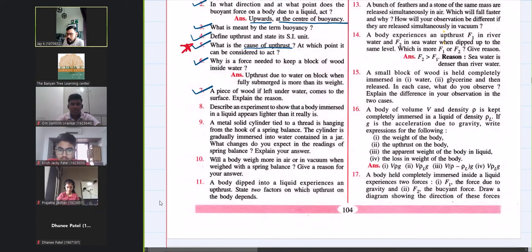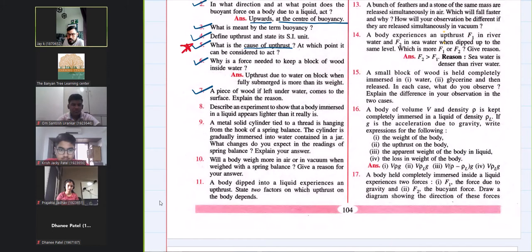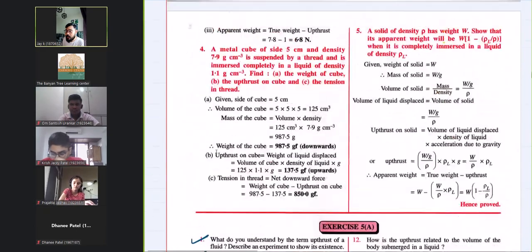So the answer is, when a piece of wood left under water comes to the surface, since the upthrust or upward force is greater than the weight of the wooden block, once it comes on the surface it starts floating, since the upthrust becomes equal to the weight of the wooden block. That's it. Describe an experiment to show that a body immersed in a liquid appears lighter than it really is.